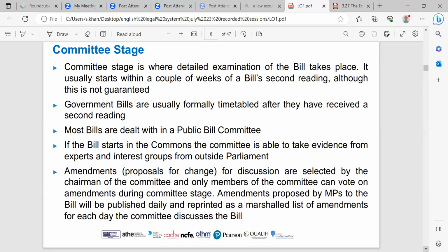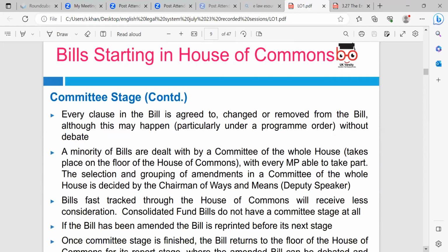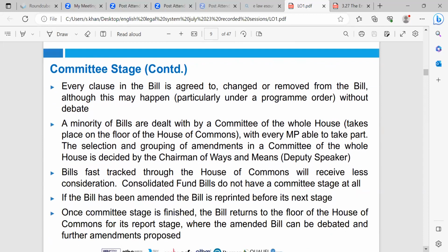Amendments proposed by MPs to the bill will be published daily and reprinted as a marshalled list of amendments for each day the committee discusses the bill. So, committee stage continued. Every clause in the bill is agreed to, changed or removed from the bill, although this may happen, particularly under a programme order, without debate.